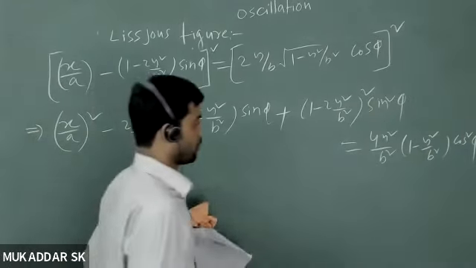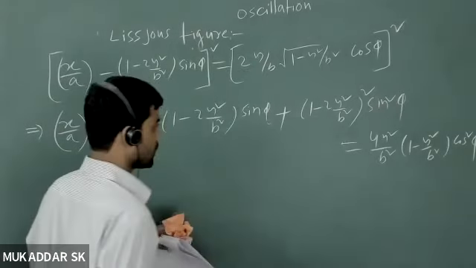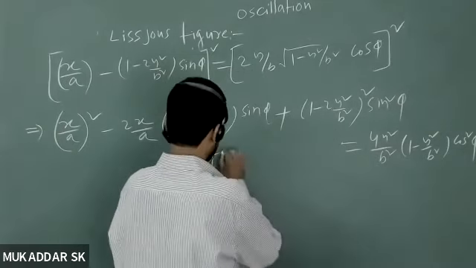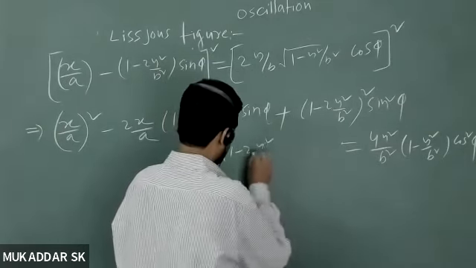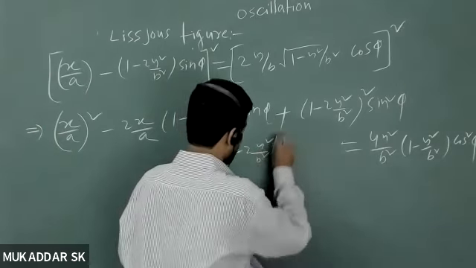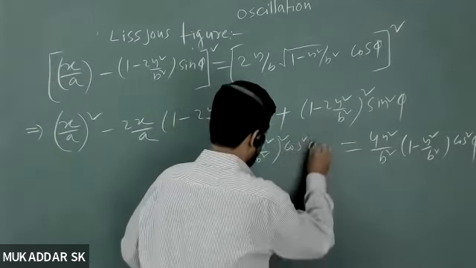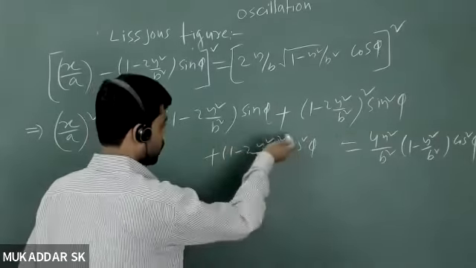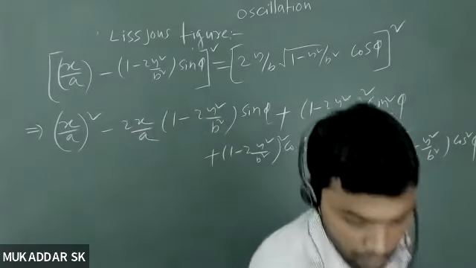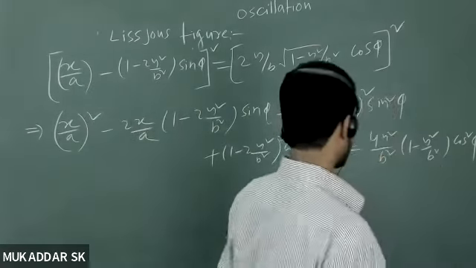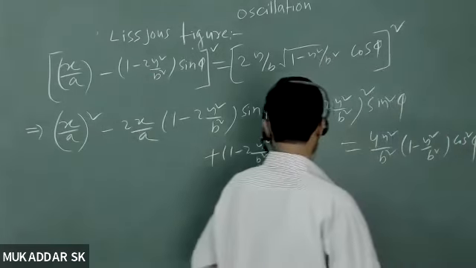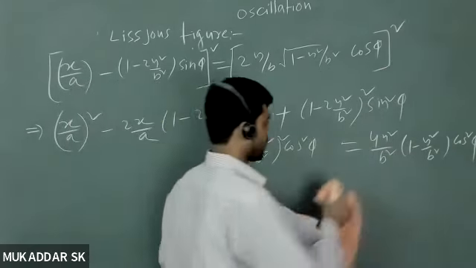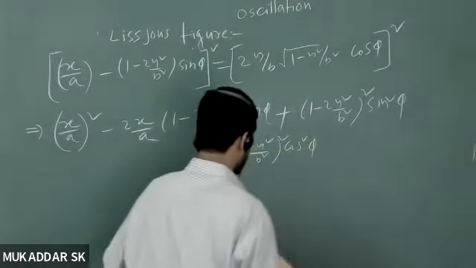Okay, now this is your equation. If I add this term, 1 minus 2y square by b square whole square cos square phi, on the left hand side, then I will also have to add it on the right hand side, right? So if you add it, then what will you get?